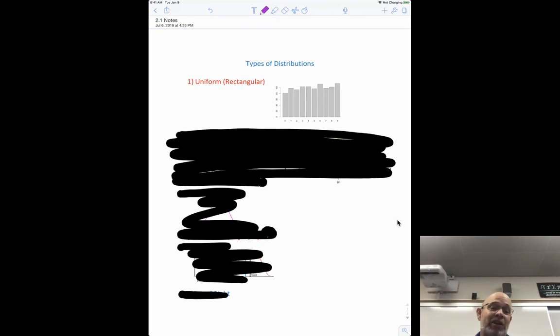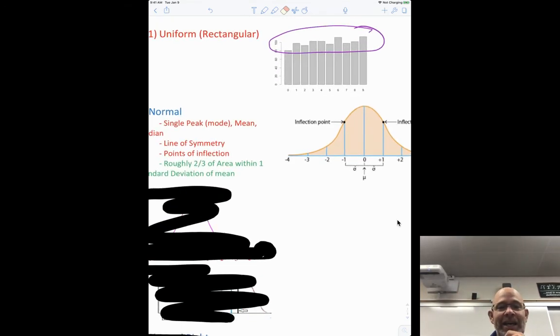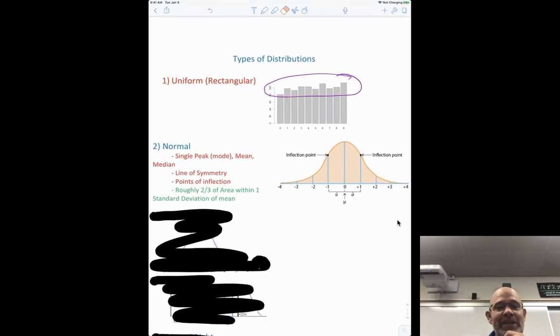So what you see here is what's called a uniform or rectangular distribution. Notice they're not all exactly equal. One of the things is nothing's ever going to be perfect in this class. It's going to be roughly uniform, roughly rectangular, but the idea is we have basically a rectangle there, so it's roughly uniform.